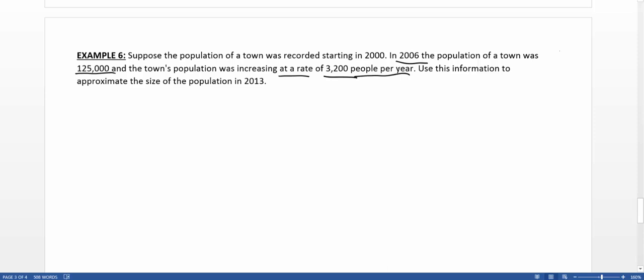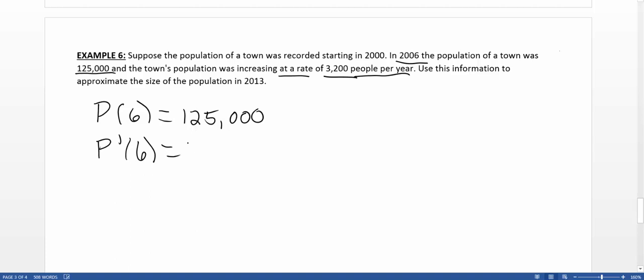There's 2 different ways we can write this. We can assume that in 2000, t would equal 0, in which case we could write P of 6, the population 6 years later, so 2006, equals 125,000. And the rate that the population was increasing, so that's the derivative in 2006, was 3,200 people.